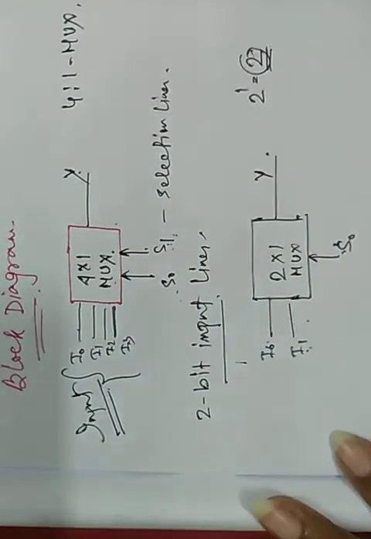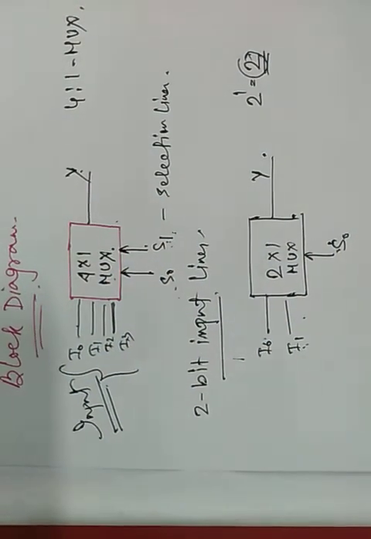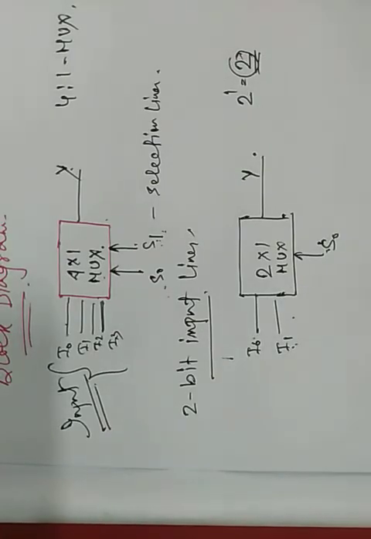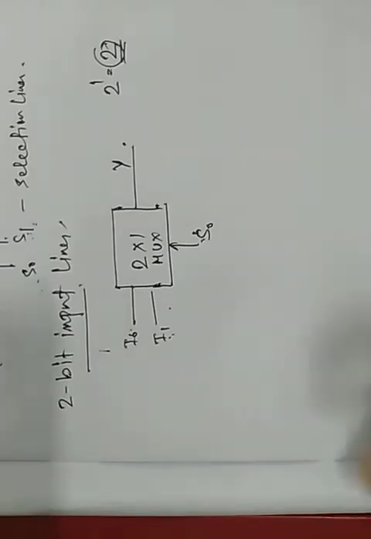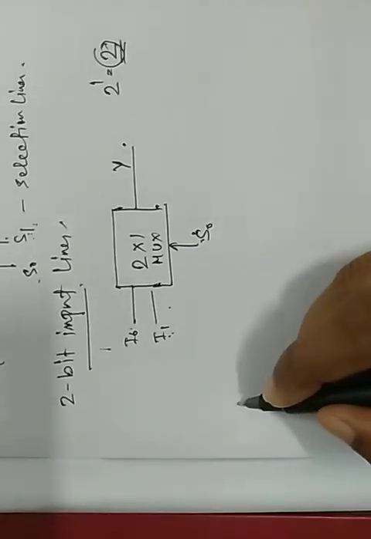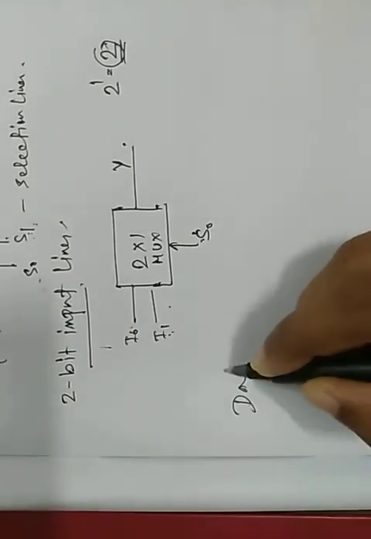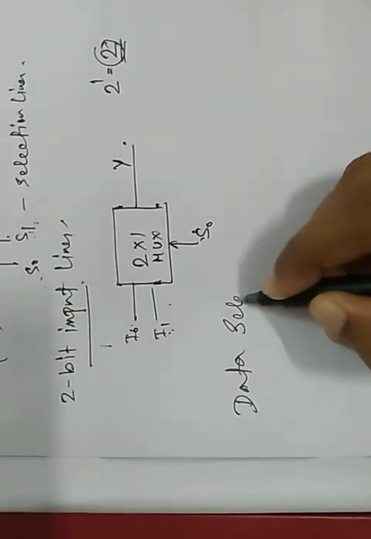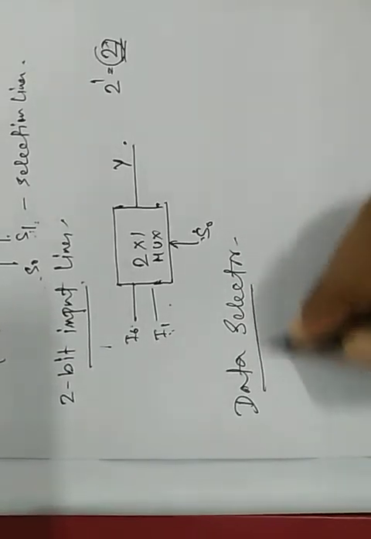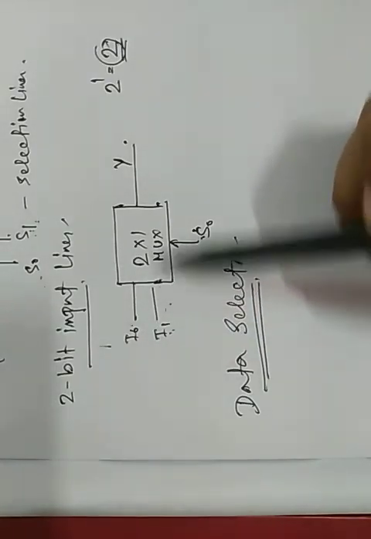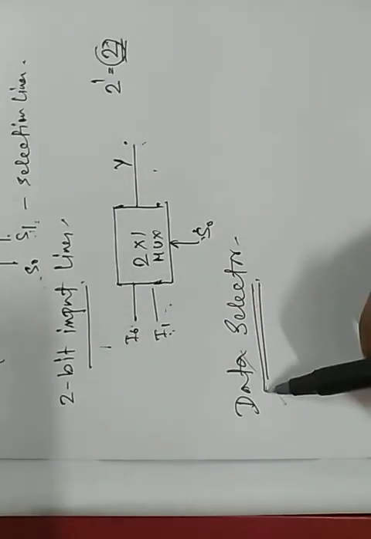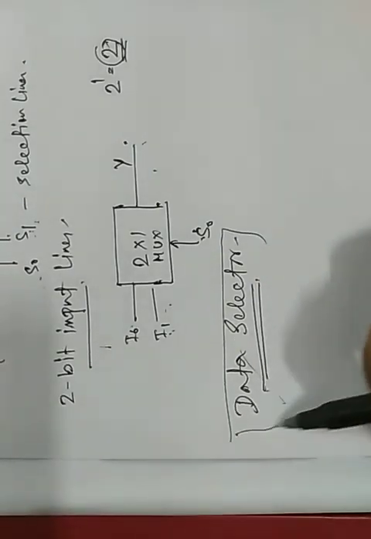Okay. So this is our multiplexer diagram. The multiplexer is also known as a data selector. This is very important. Why data selector? Because among several input lines only one input is selected, that is why it is known as a data selector.